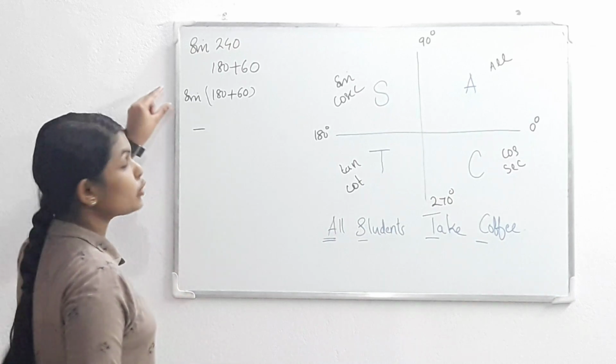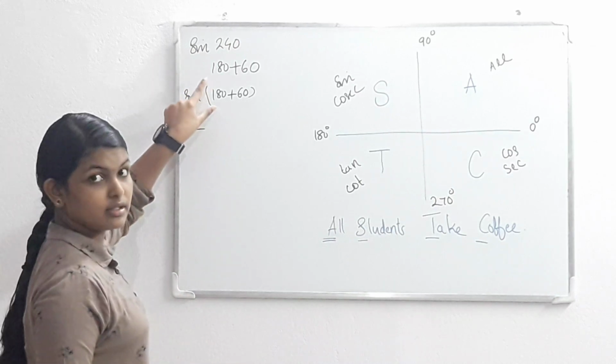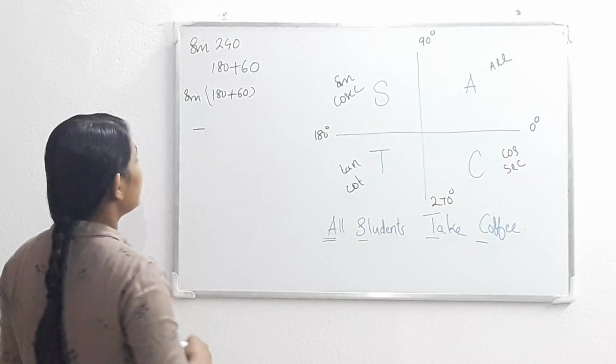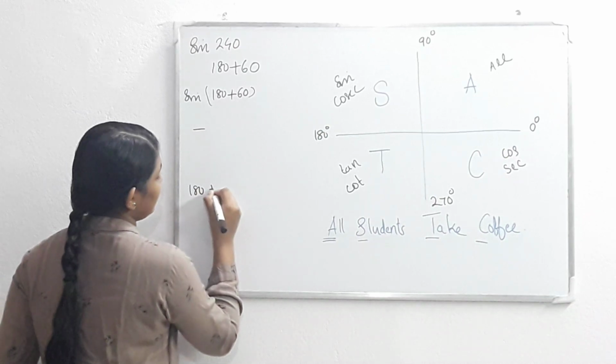Next, we have to look at the form of the angle. So here the angle is in the form of 180 plus or minus theta.